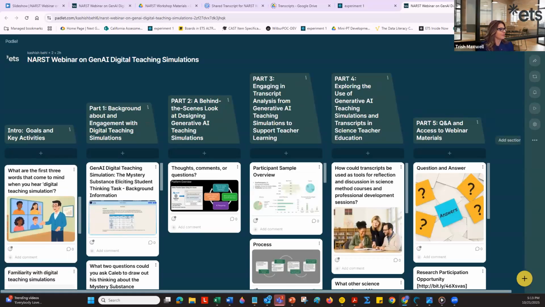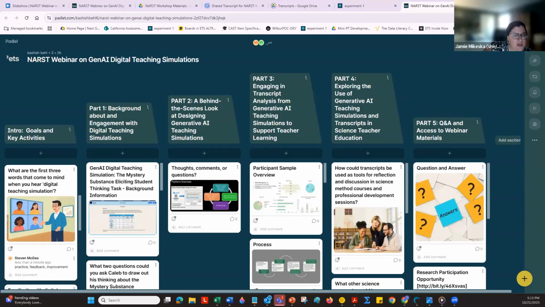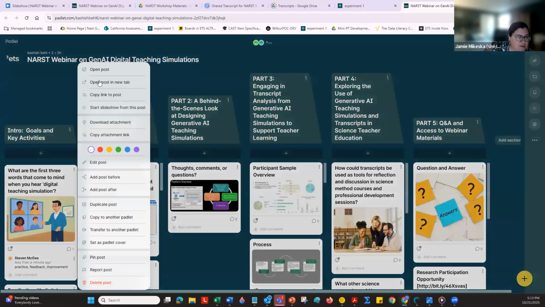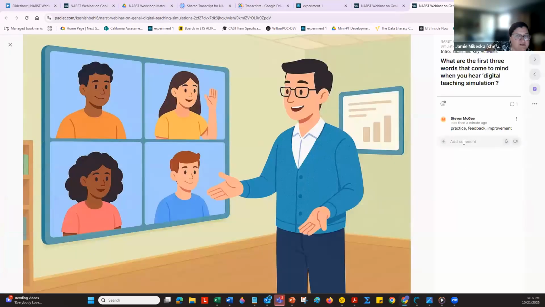this is what it will look like, and you'll be in the intro column for goals and key activities. And you'll see there on the left in that column, there's a place to say, what are the first three words that come to mind? And you'll see there's a place that says add comment. So if you can just show them where it shows to add comment, Trisha, right in the little box there, you can add your three words that come to mind when you hear digital teaching simulation.